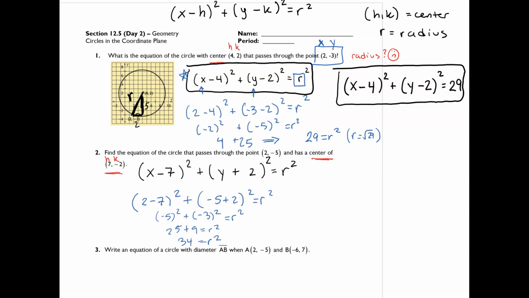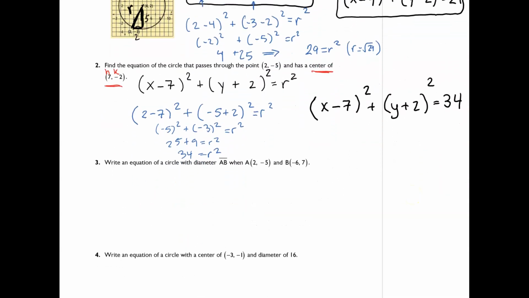All right, hopefully you have gotten to a point where you found that r squared is equal to 34. Our radius would therefore be the square root of 34, which is 5 point something. I don't know, 5.8 maybe, whatever. But not needed for our equation. When we write our equation, we're going to do x minus 7 squared plus y plus 2 squared equals 34. Make sure that plus is there. And make sure it's just 34 and not like 34 squared. R squared is 34 and we're replacing r squared.